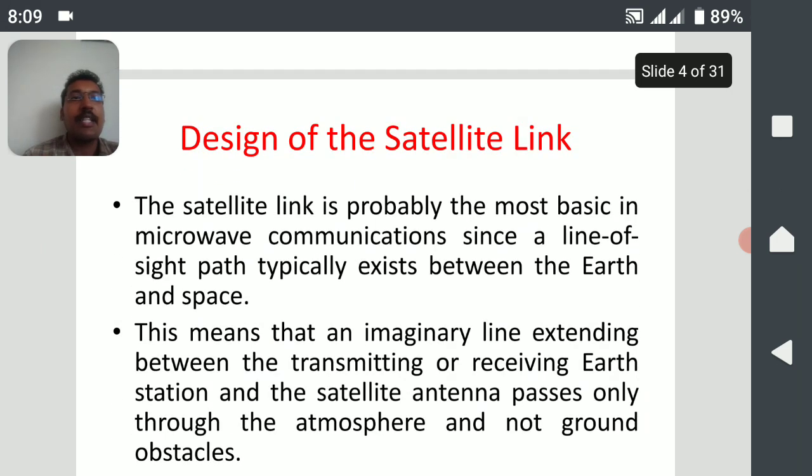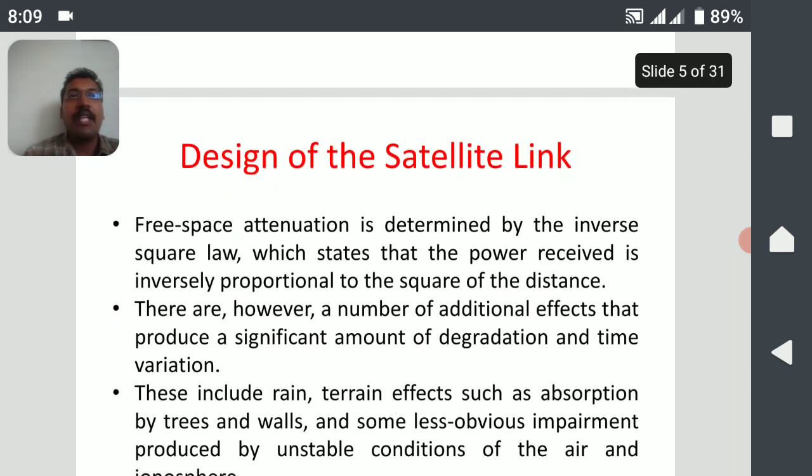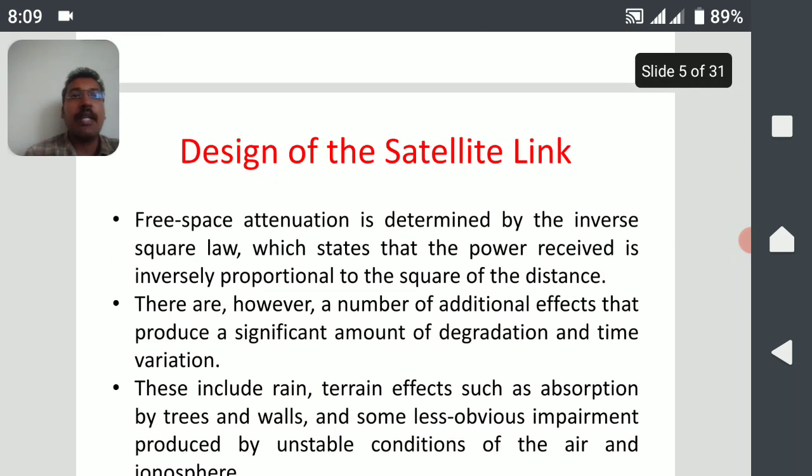The satellite link is probably the most basic in microwave communications since a line of sight path typically exists between the earth and space. This means that an imaginary line extending between the transmitting and receiving earth station and the satellite antenna passes only through the atmosphere and not ground obstacles. Free space attenuation is determined by the inverse square law, which states that the power received is inversely proportional to the square of the distance.